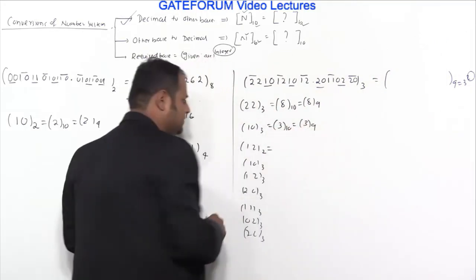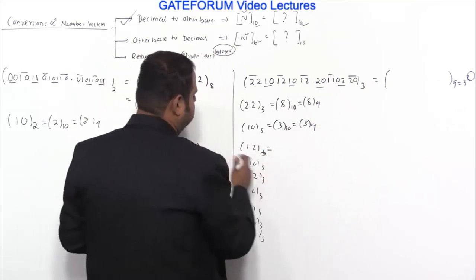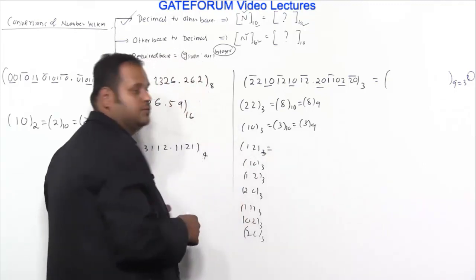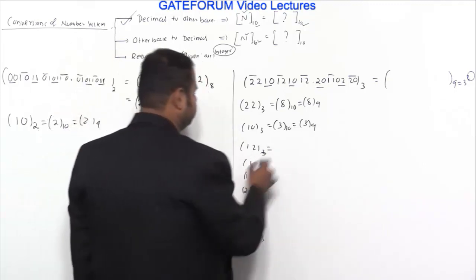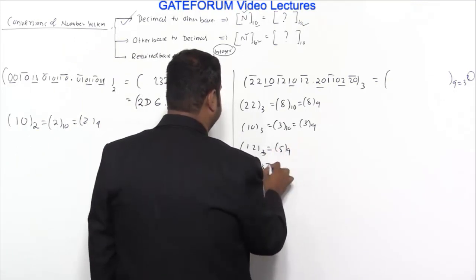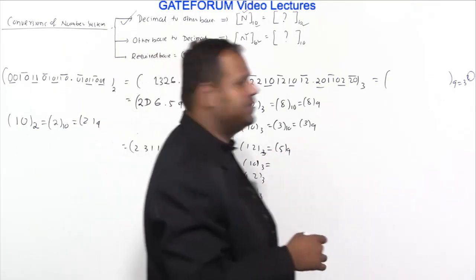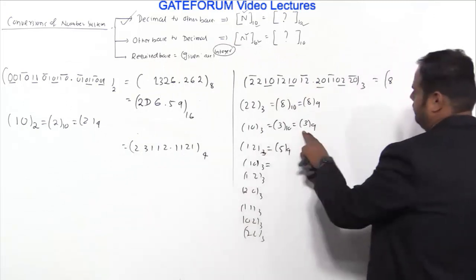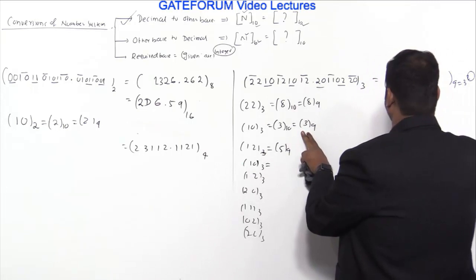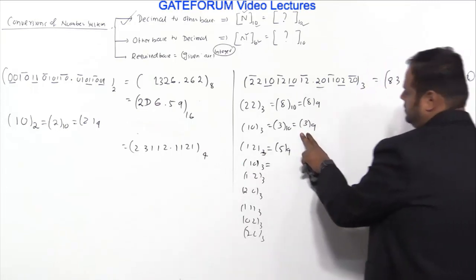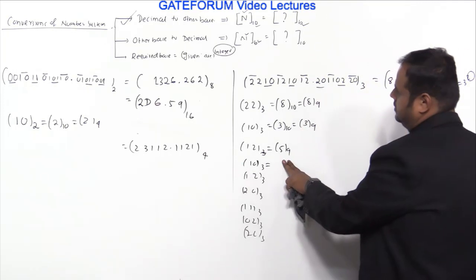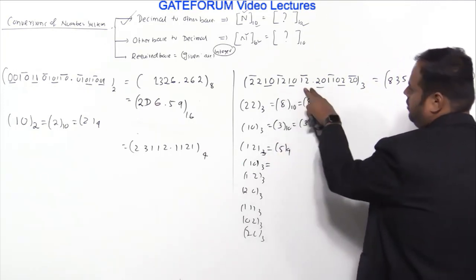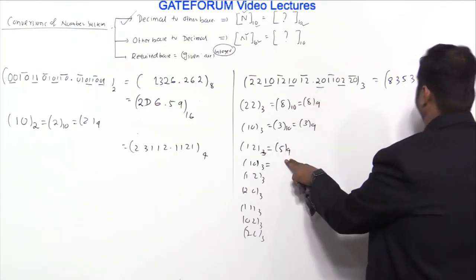What is this? This is 3 power 1 is 3, so 3 plus 2 is 5. So this is your 5 in base 9 or base 10 you can say. Similarly, like this you can continue. So 2 2 stands for 8 here. 1 0 stands for 3. 1 2 stands for 5. And again 1 0 stands for 3. Then 1 2 again stands for 5.